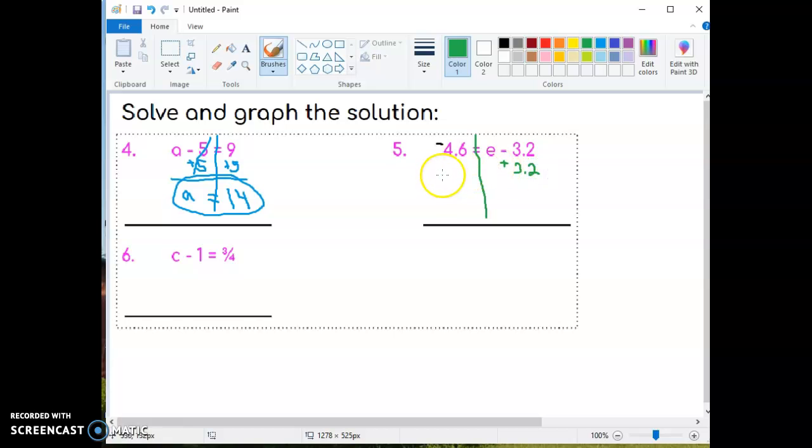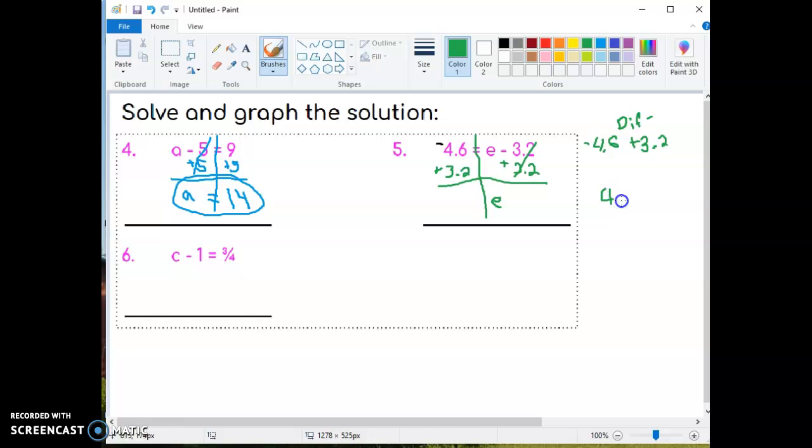If I add 3.2 on that side, I have to add it over here. So these cancel because they are inverse operations of the same number. So I'm left with e over here. Now remember, this is negative 4.6 plus 3.2. They have different signs, so it's going to be a subtraction problem.